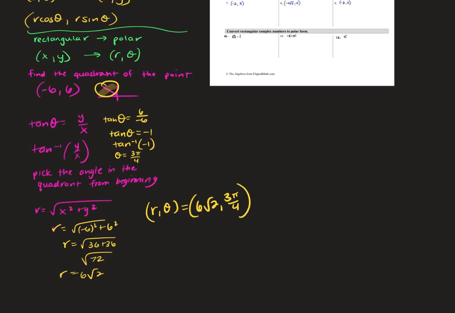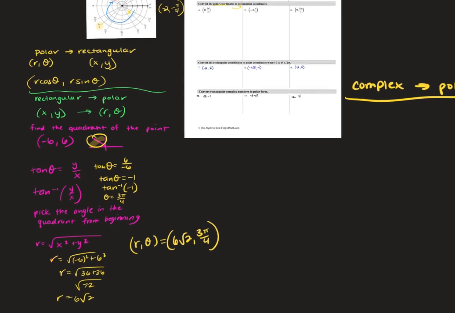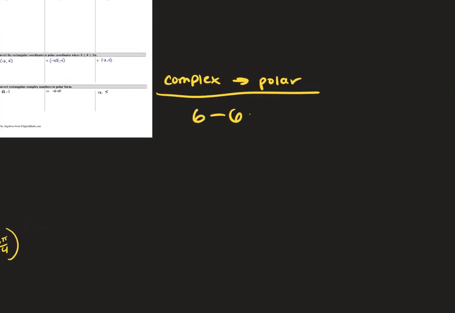And converting from complex to polar is a lot like that one. If it's complex to polar, the only difference is how you get the original coordinate point. So what if I said 6 minus 6i? The first thing I would do is put that into rectangular. So what is that in rectangular form?